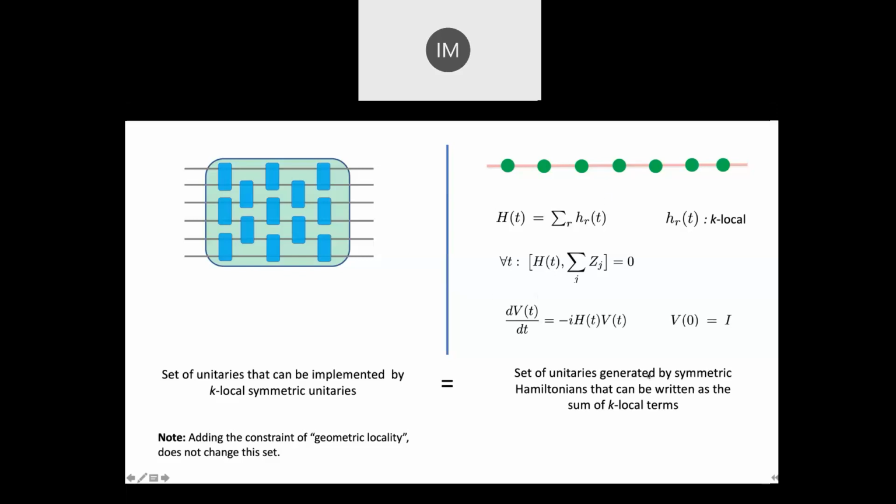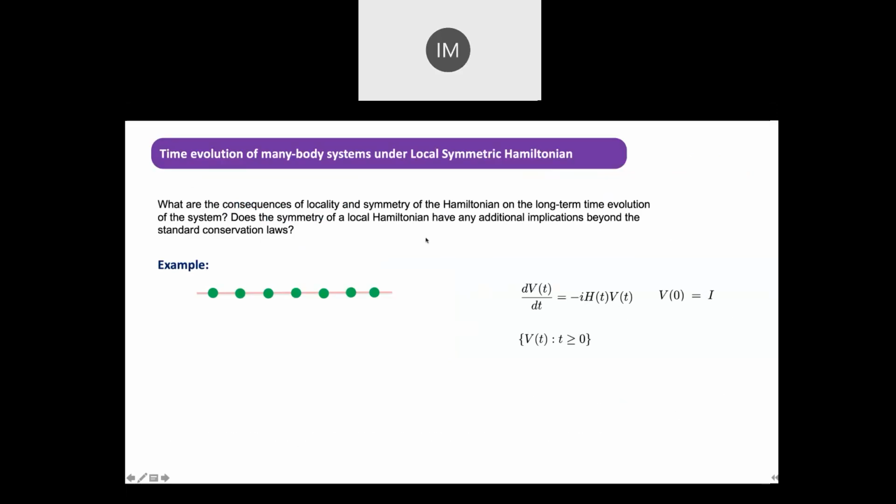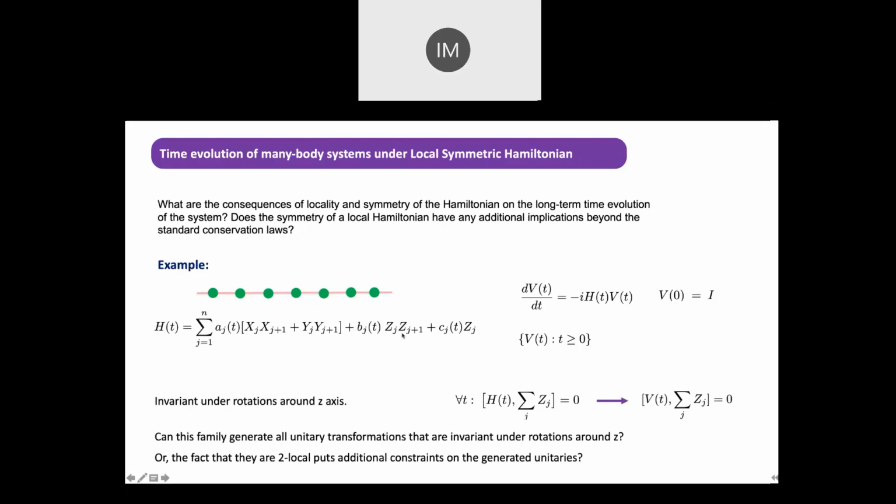And this is an interesting question, because characterizing that set allows me to think about constraints imposed on the time evolution of a possibly many-body system whose Hamiltonian satisfies both locality and symmetry. So the question is, what are the consequences of locality and symmetry of the Hamiltonian on the long-term time evolution of the system? Does the symmetry of a local Hamiltonian have any additional implications beyond the standard conservation laws? For example, for this 1D chain, if I know the Hamiltonian is local and has a U1 symmetry, commuting with the preserved sum of Z_j's, then the fact that it preserves the sum of Z_j's just tells me there is a conservation law. But does the fact that it is also local put any additional constraints on the time evolution of the system or not?